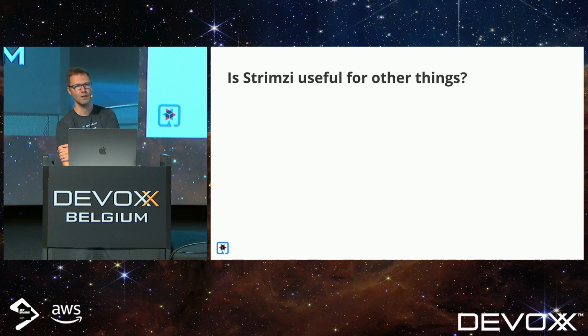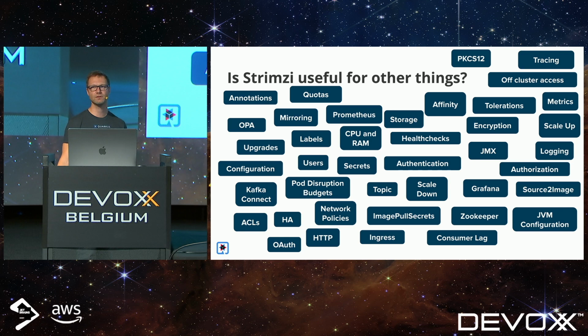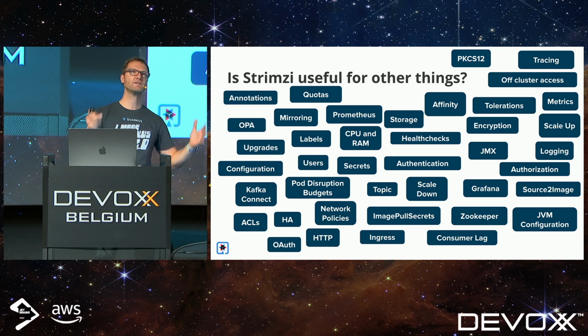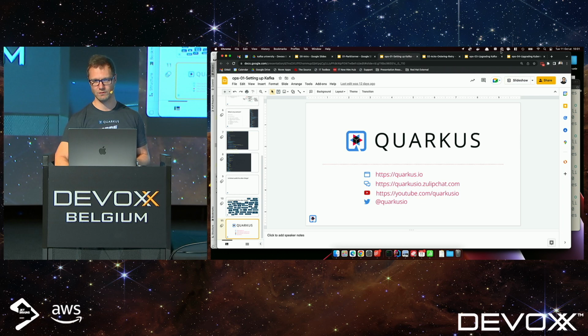All right, is Strimzi useful for the other things that I've described here? Yes, there are tons of features. So just go and dive in. If you want to set up Kafka on Kubernetes, I think Strimzi is a very useful piece of technology. All right, next is Clément, who is going to discuss acknowledgement, ordering, and all the other good fun.